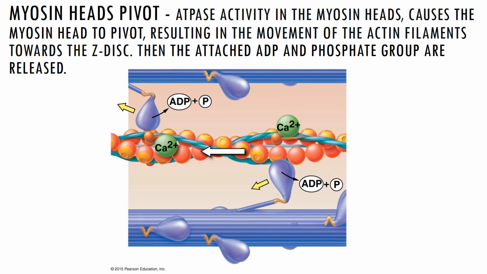The myosin heads pivot. Remember, there's ATPase activity in the myosin head, causing the myosin head to pivot, resulting in the movement of the actin filaments towards the Z disc. Then the attached ADP and phosphate are released.